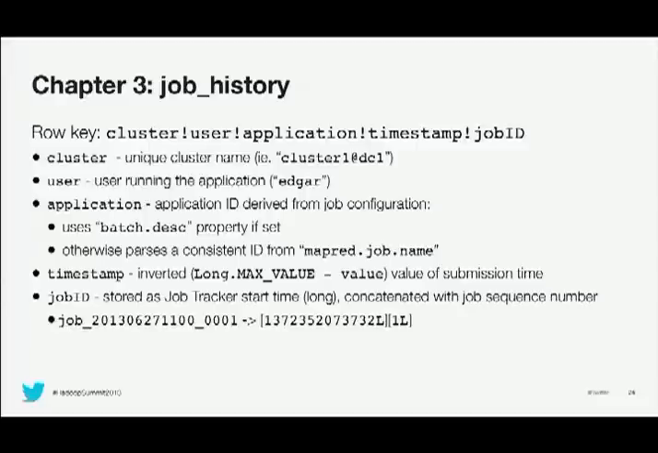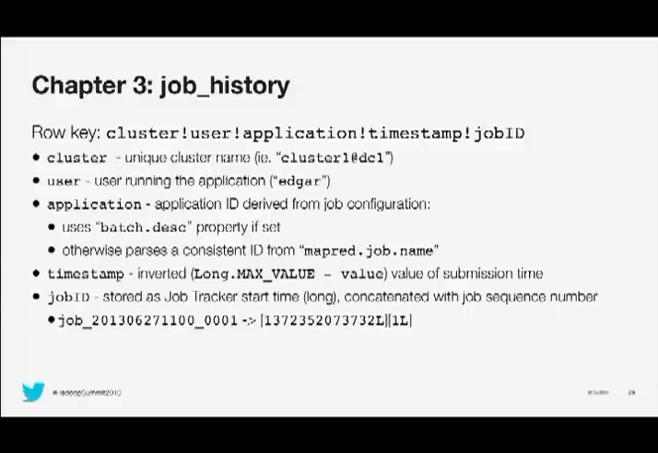Then the application identifier itself is derived by inspecting the job configuration. So we do a couple things there. If a particular configuration property is set, we take that as a definitive application ID, and that allows you as the job author to say, this is how I want this to be represented in the system. If that's not set, we fall back to doing some regular expression parsing on the MapRed job name to bring that into a consistent identifier that can easily be used in the system.